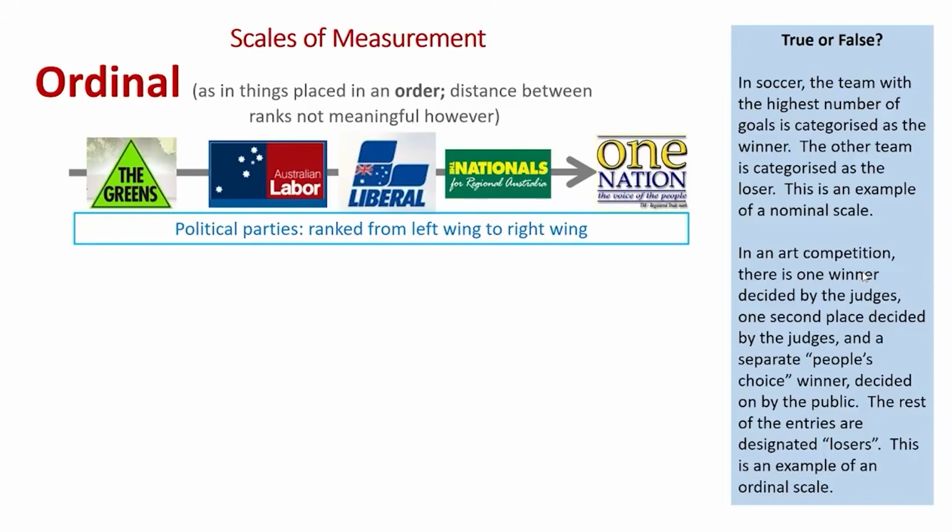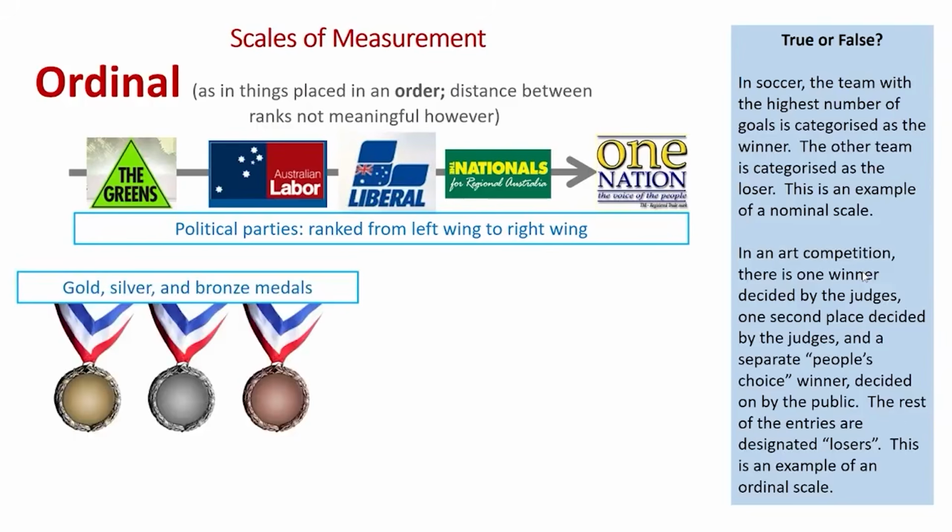That would be an example of an ordinal scale, because at no point are we claiming, for example, that the One Nation are twice as right-wing as the Nationals. That concept has no meaning on a scale like this. It's just an order that is meaningful, not the distance between each of those things. In sports, where we hand out gold, silver and bronze medals, again, that's another example of an ordinal scale where the order of those medals is meaningful.